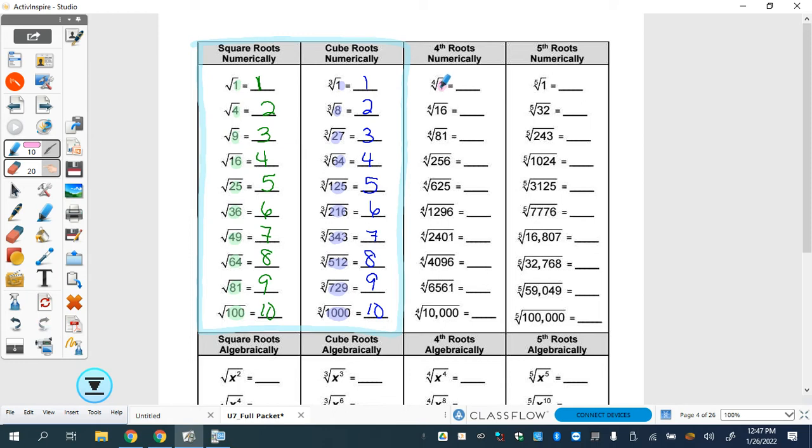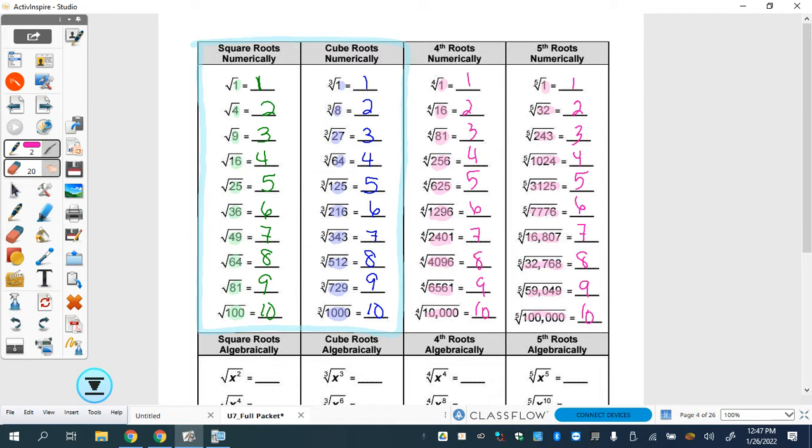You should have some familiarity with your perfect fourths and those perfect fifths. Okay, so that's 1, 2, 3, 4. It just goes from 1 to 10. All right. Perfect squares, perfect cubes, perfect fourths, and perfect fifths.